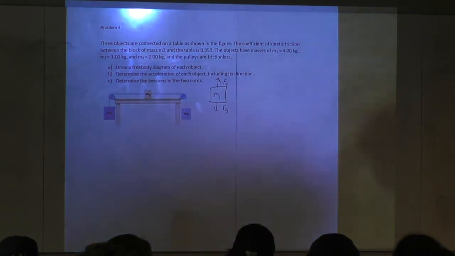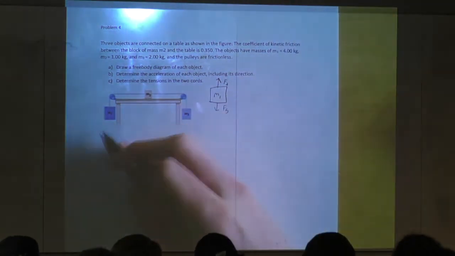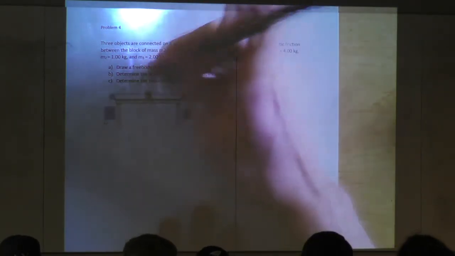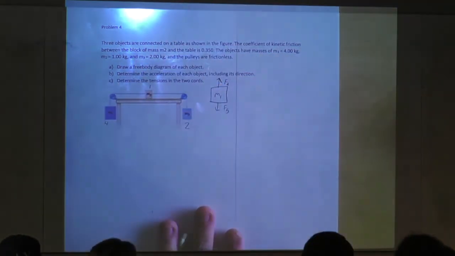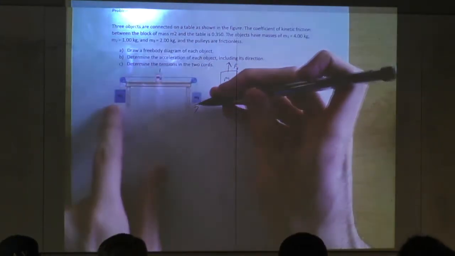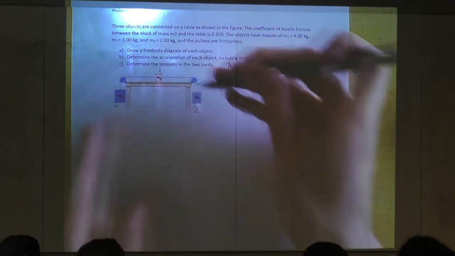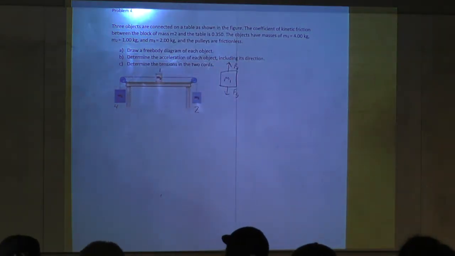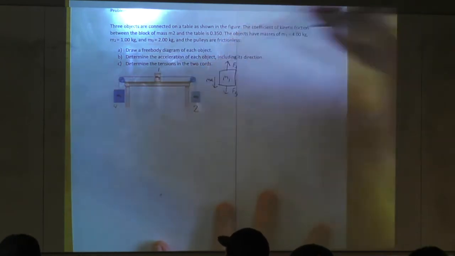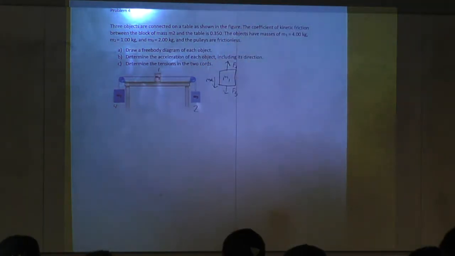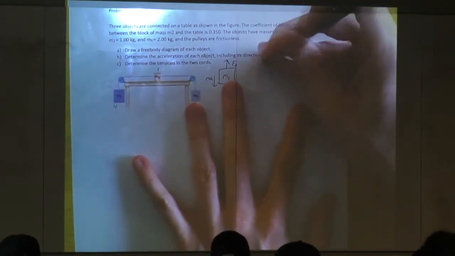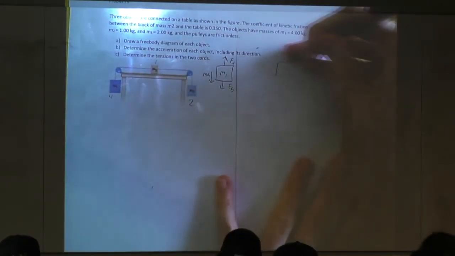So if I'm going to guess which way they're going, since it says M1 is 4 kilograms, this one is 1 and this one is 2. By applying a little bit of logic here, this one's probably going to be going down and pulling this one up, since it weighs significantly more. So I'm going to say that this is accelerating down. And then I'm going to draw the other ones. Give this one some room.